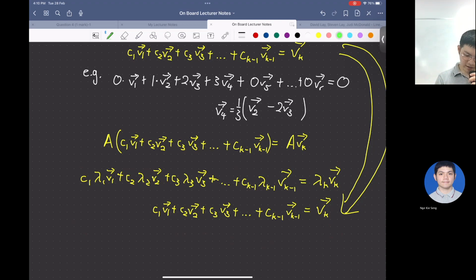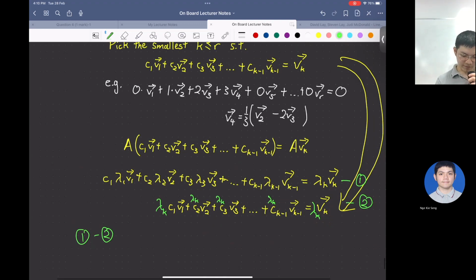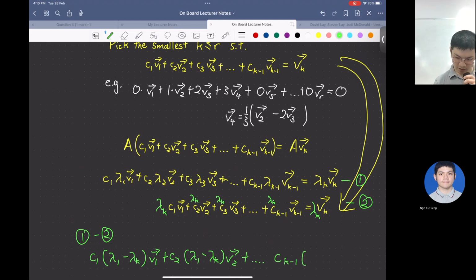So we can multiply lambda k to this line, right? So we multiply lambda k to this line. And then I take the first one minus the second one. So first minus second, what do you get? C1 (lambda 1 minus lambda k) V1 plus C2 (lambda 2 minus lambda k) V2, and so on, up to C(k-1) (lambda (k-1) minus lambda k) V(k-1).